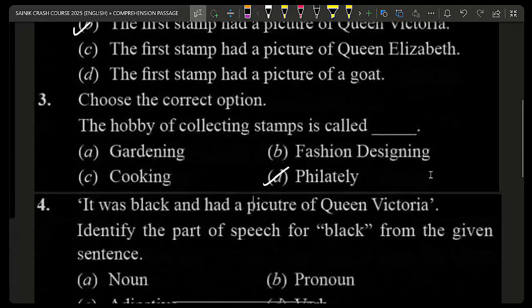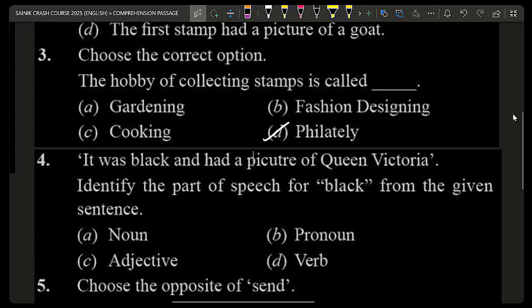Next question. It was black and had a picture of Queen Victoria. Identify the part of speech for black from the given sentence. So, what is that word black you have to identify? Is it a noun? Is it a pronoun? Is it an adjective? Or is it a verb? All of you who want to give the answer can raise a hand now.